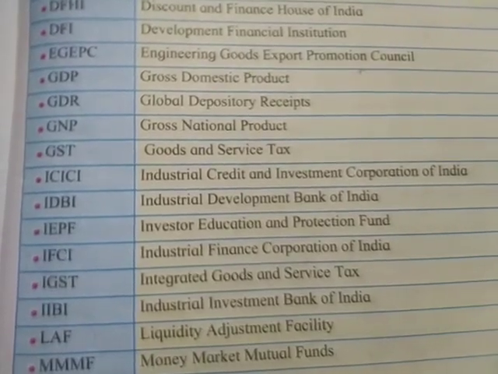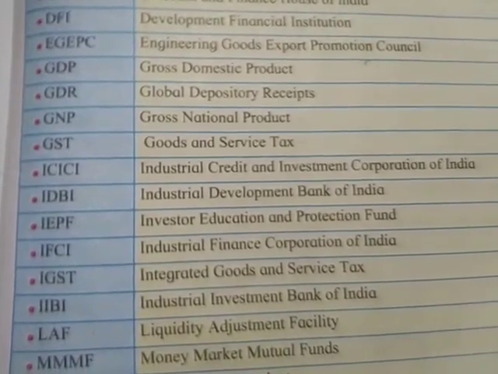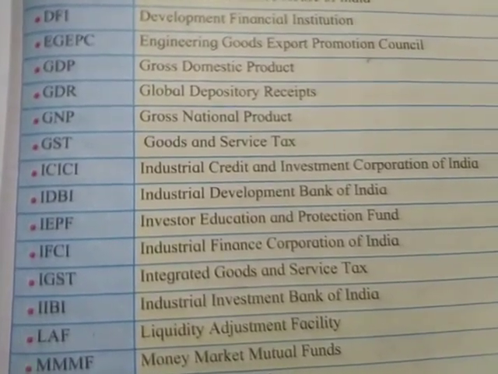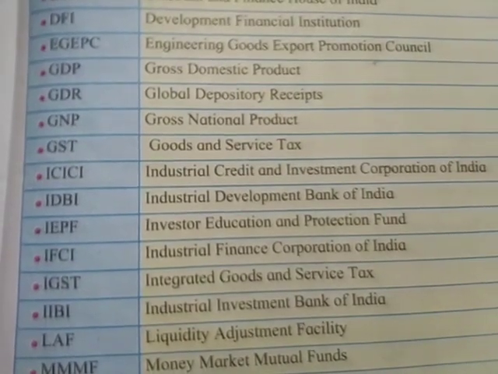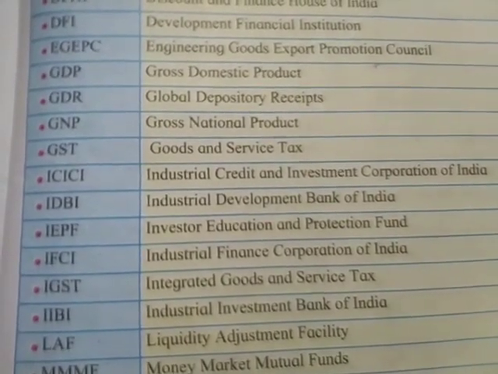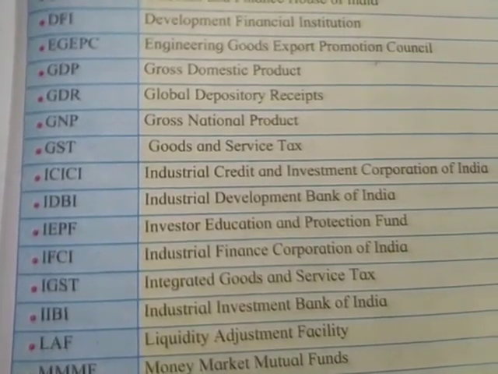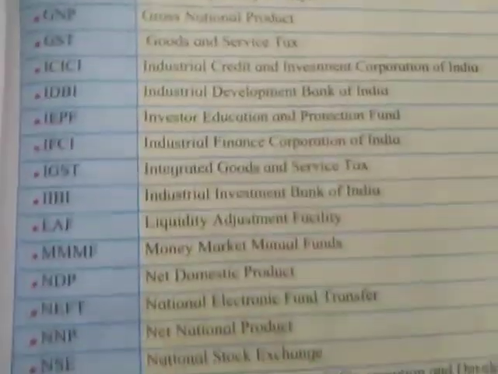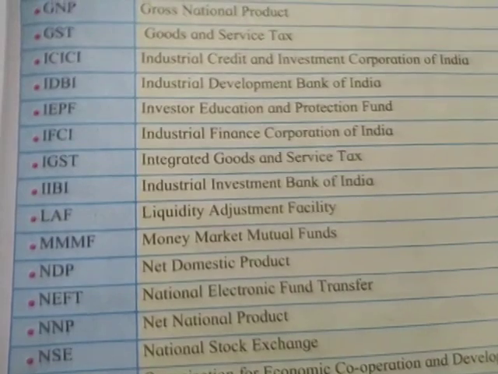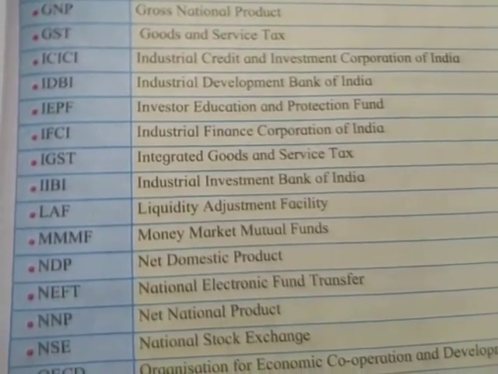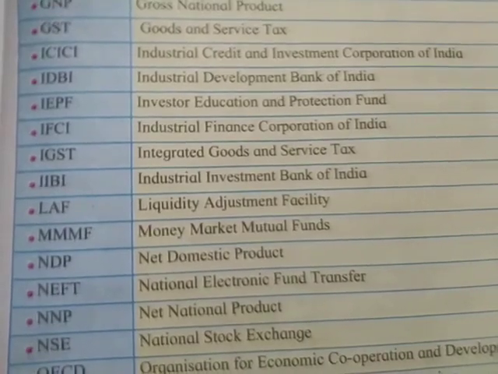EEPC, Engineering Export Promotion Council. GDP, Gross Domestic Product. GDR, Global Depository Receipts. GNP is Gross National Product. GST is Goods and Service Tax. ICICI is Industrial Credit and Investment Corporation of India. IDBI is Industrial Development Bank of India.